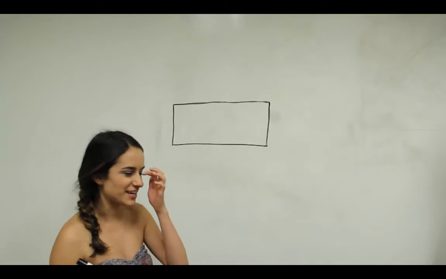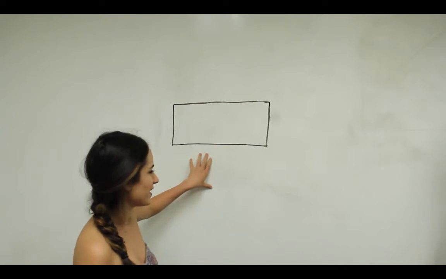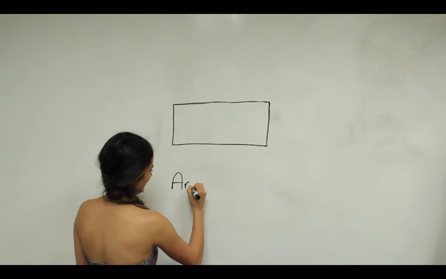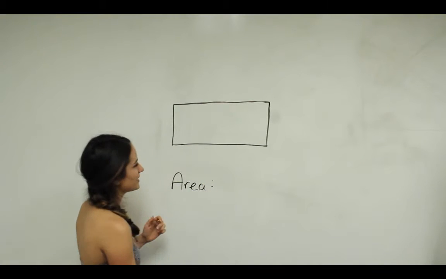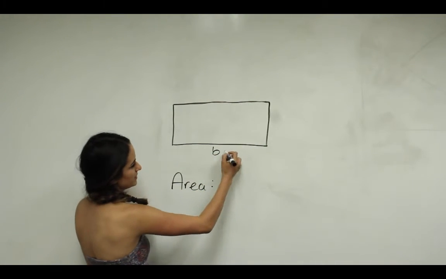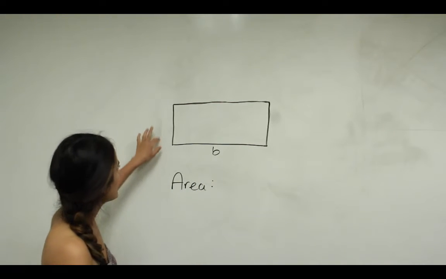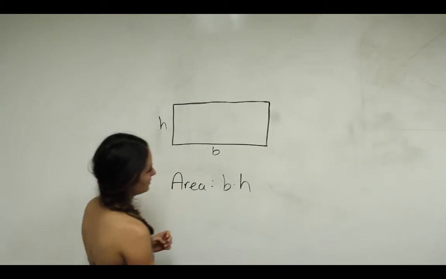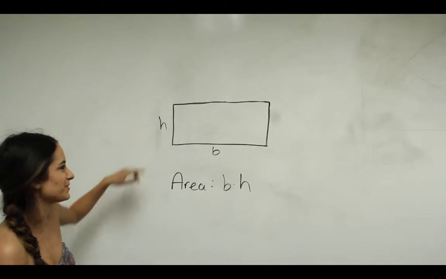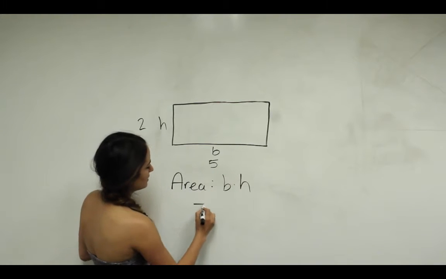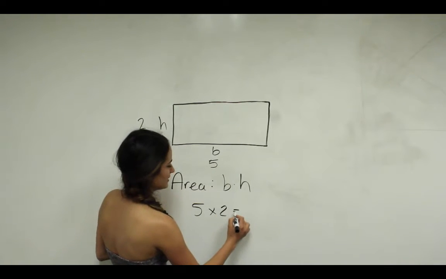So now we're going to break it down into basics real quick, and we're going to find the area of a rectangle. To find area, you're going to multiply base, or sometimes known as width, times height. So base times height gives you the area of a rectangle. For example, if the height was 2 and the base was 5, then 5 times 2 equals 10.